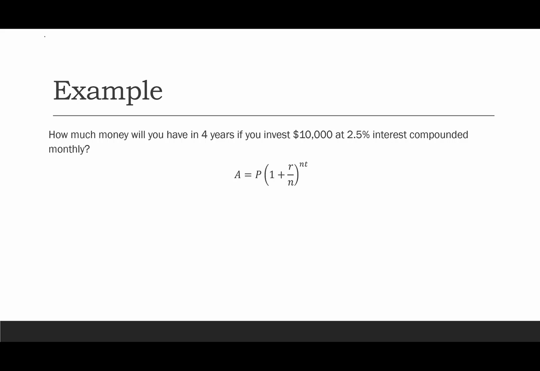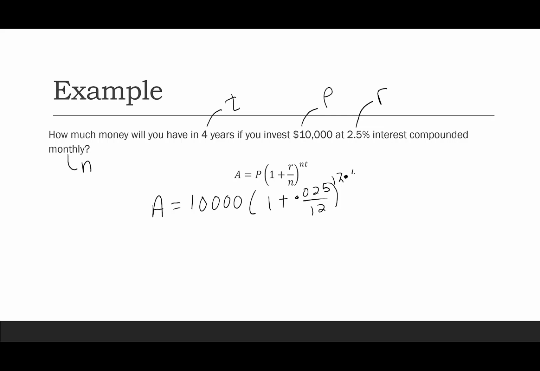How much money will you have in 4 years if you invest $10,000 at 2.5% interest compounded monthly? So let's label everything. 4 is the time, 10,000 is the P, what we started with, 2.5% is the R, and compounded monthly, that's our N. So we need to calculate A is equal to 10,000 times 1 plus R needs to be expressed as 0.025. Monthly is 12 to the 12 times 4.